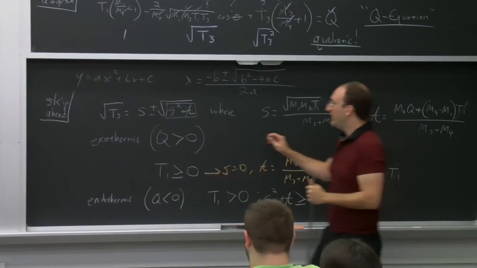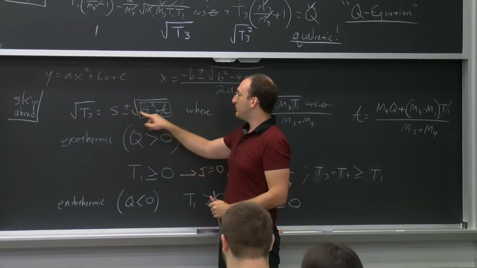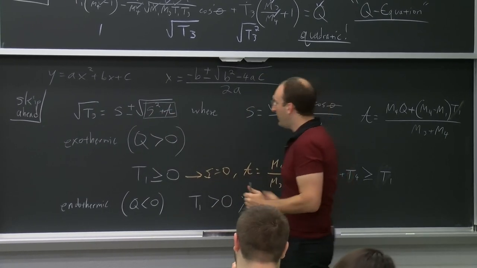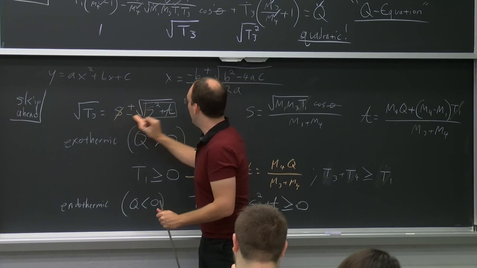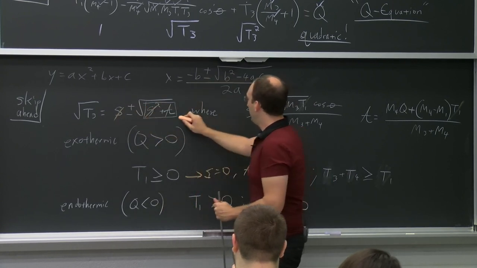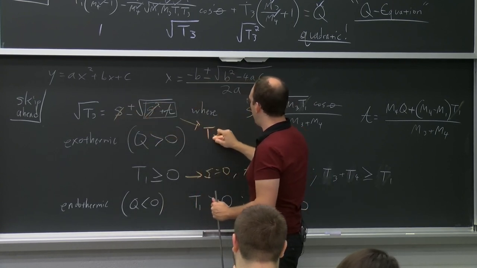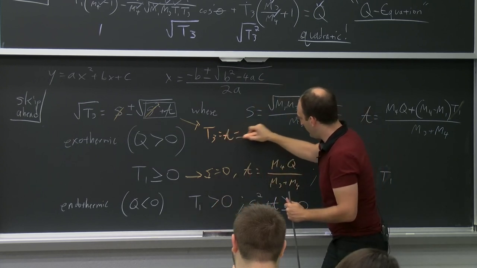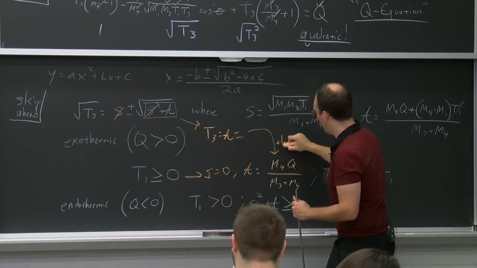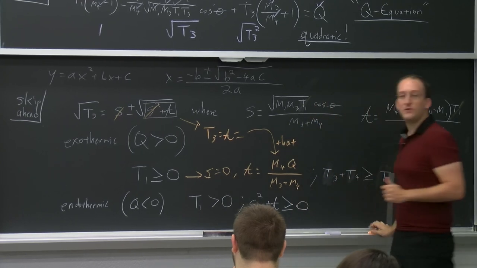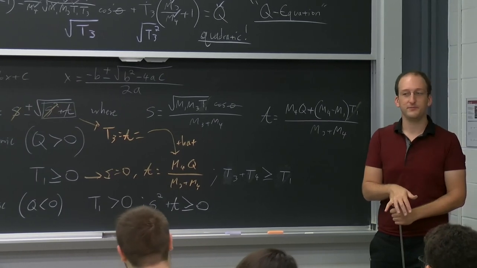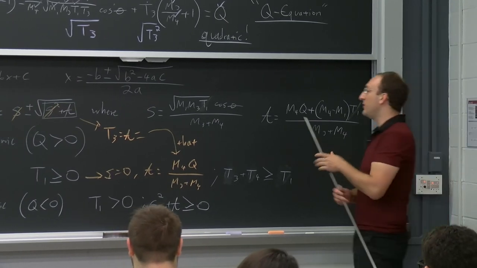Because then we have this condition: root T3 equals S plus the square root of S squared plus t, and we've decided that S equals 0. That just means that T3 equals lowercase t, which equals that. So you've uniquely defined the kinetic energy for an exothermic reaction, as long as you have no incoming kinetic energy.